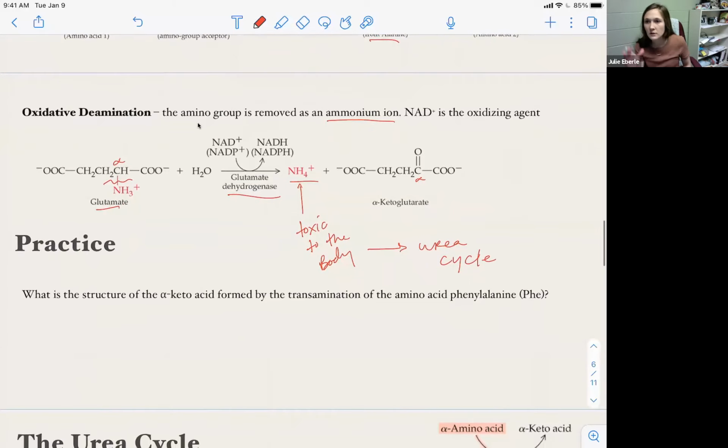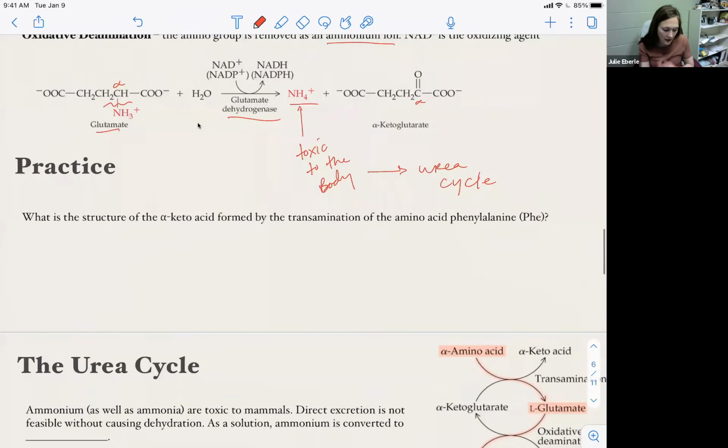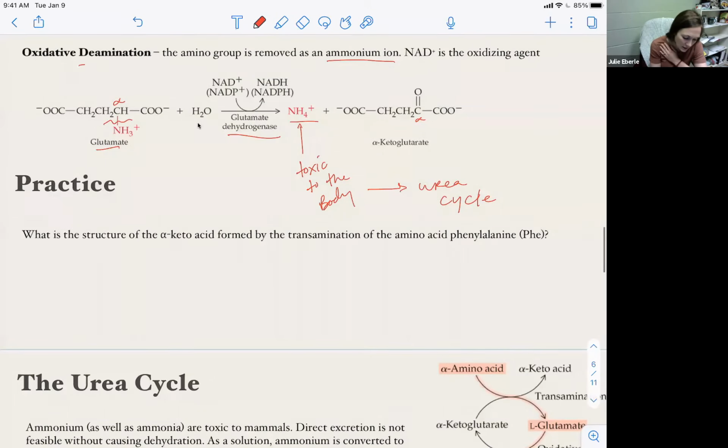Okay, questions so far? Could you walk through on your homework? You'll have more practice for this, a transamination reaction and an oxidative deamination. Okay, we're calling it deamination because we're pulling the amine group, the nitrogen containing group, off. So let's actually practice that really quick.